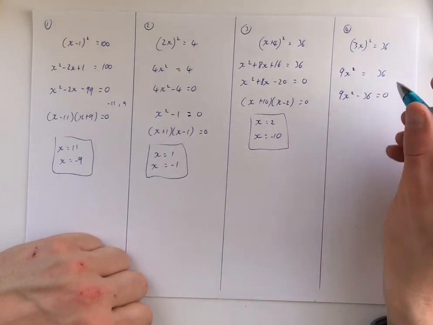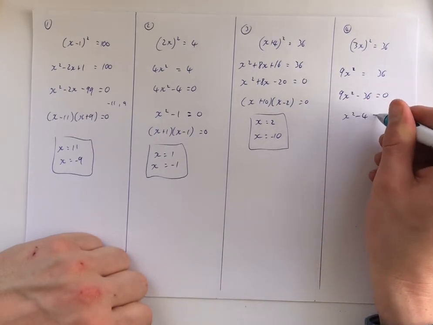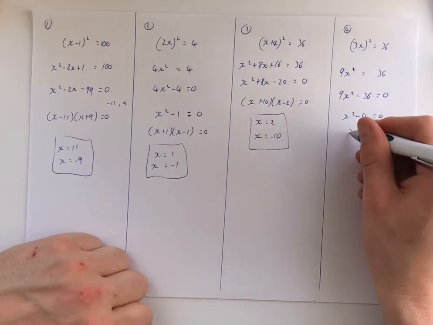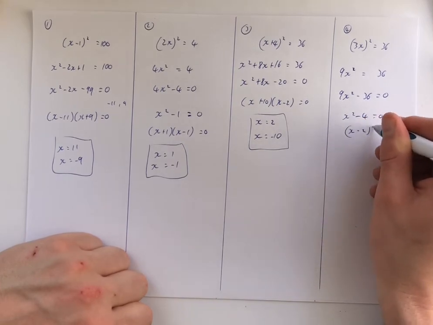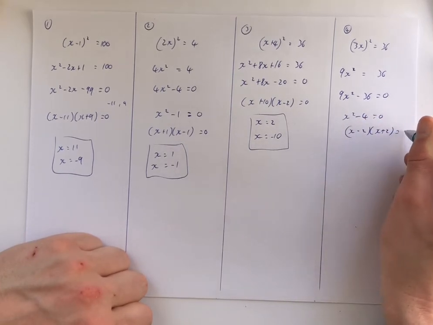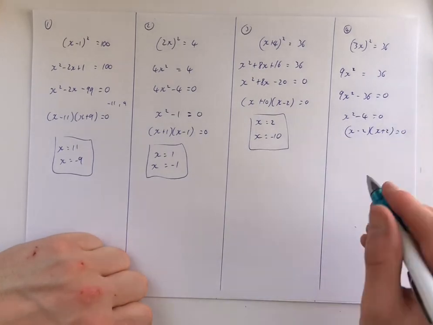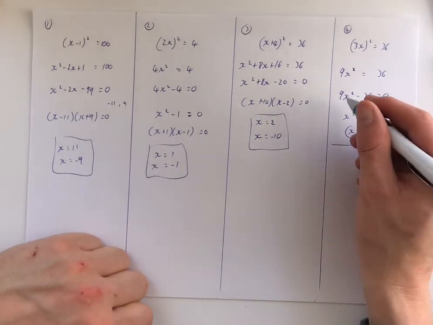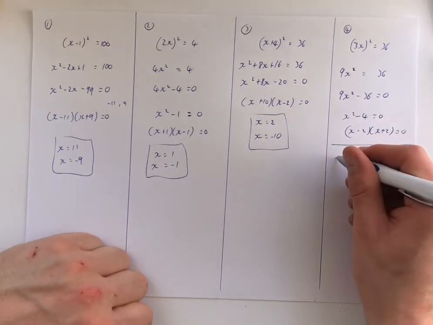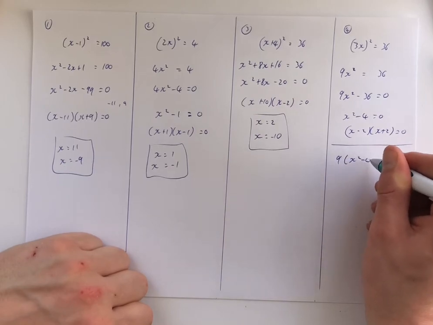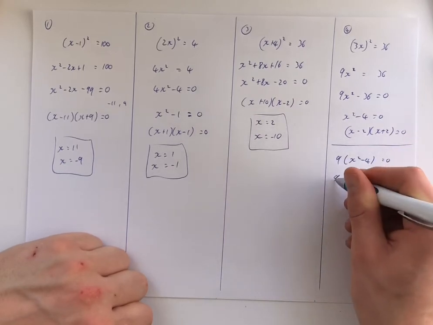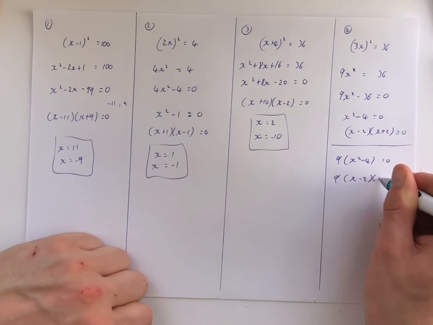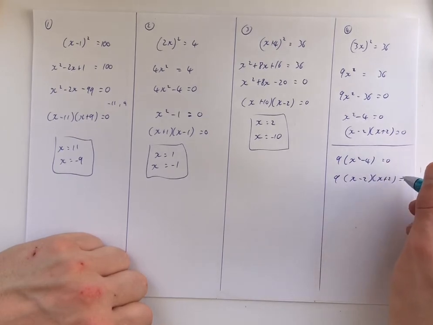Now I could go about this 2 ways. I could divide everything by 9. X squared minus 4 equals 0. Right, so x minus 2, x plus 2. So that's one way. Or I could take the 9 out as a common factor. 9 lots of x squared minus 4 equals 0. So 9 lots of x minus 2, x plus 2 is equal to 0.